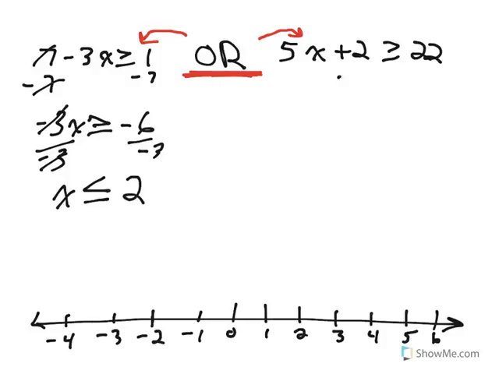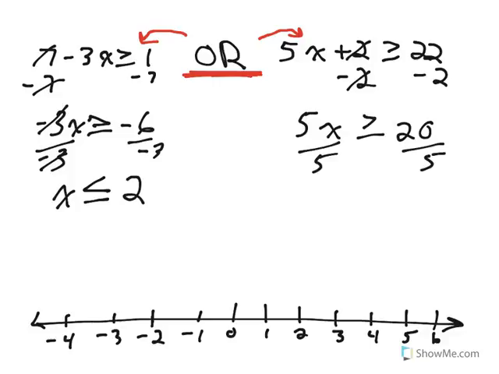On the other one, we subtract 2 from both sides, and we get 5x is greater than or equal to 20. Divide both sides by 5. Again, we're dividing by a positive, so we do not turn the symbol around. And that gives us x is greater than or equal to 4.